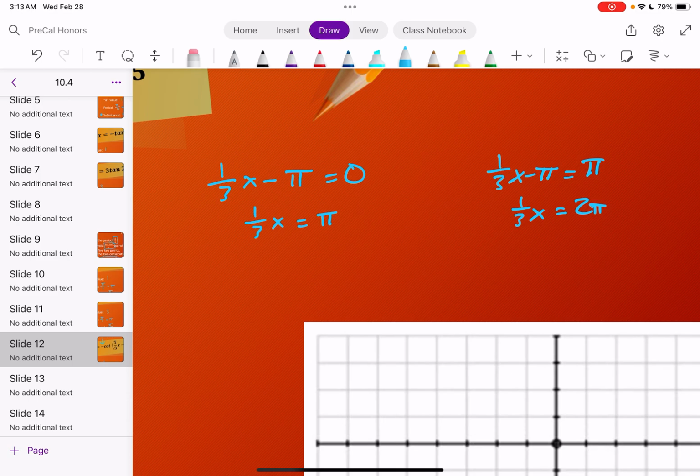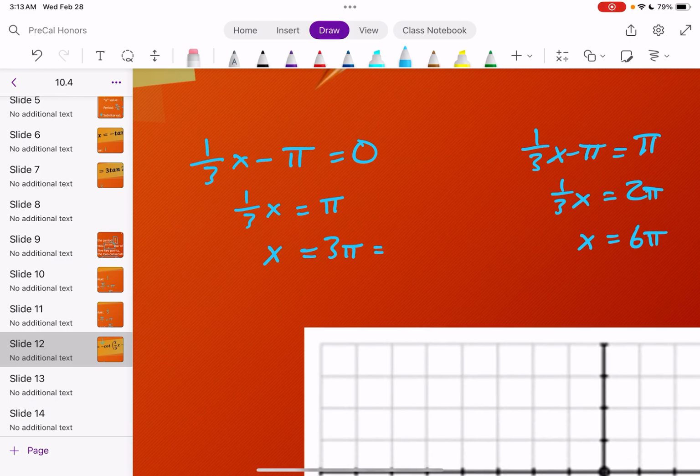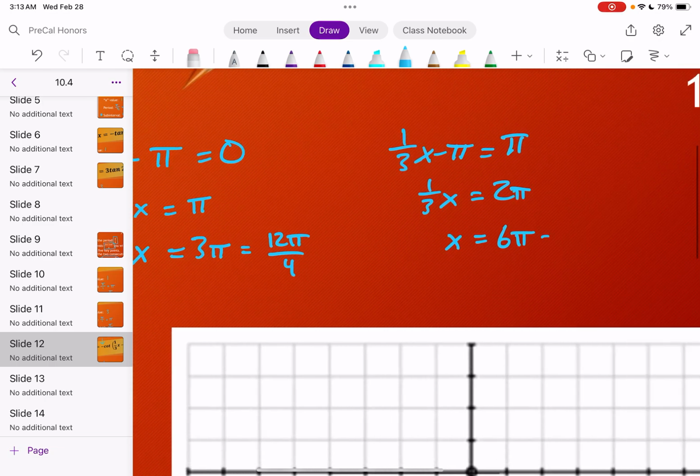In order to get rid of the 1/3, we're going to multiply both sides by 3. So x is equal to 3 pi. x is equal to 6 pi. Now, considering how we have 3 pi and 6 pi, we are looking at a subinterval of 3 pi over 4. So we want to have the denominator over 4 being the same. This would give us 12 pi over 4, and this would give us 24 pi over 4.